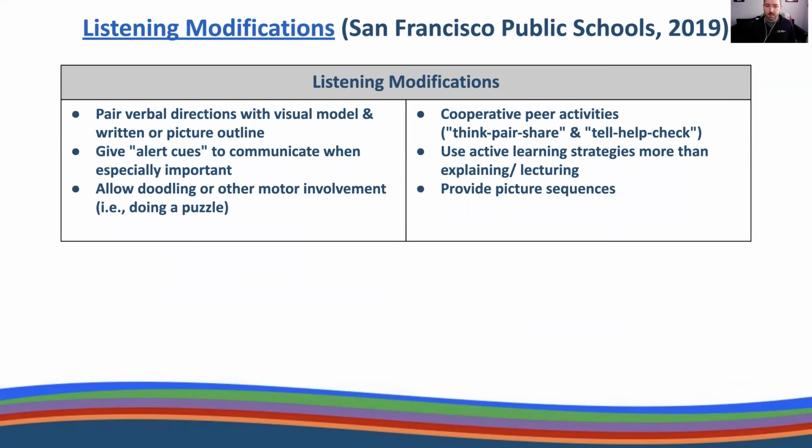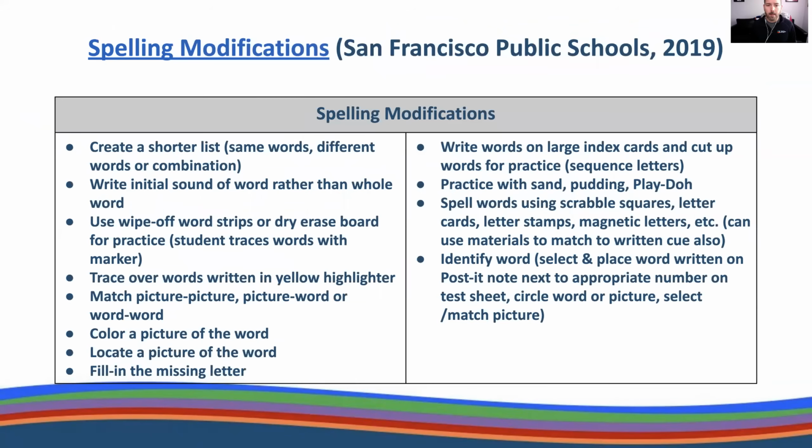When we talk about listening modifications, can we pair verbal directions with a visual model, right? This would be good for all students. And can we have students work in cooperative peer activities? So think, pair, share, tell, help, check. Any sort of small group instruction is a really nice way to get students interacting together and to learn from one another and to support one another.